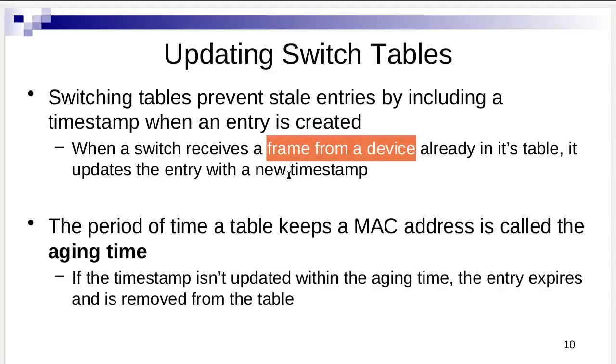If you have a machine that's not transmitting anything at all, if it's disconnected, then that entry will ultimately age out. We say that the entry has expired, and the switch will remove that entry from the table. So that's how it keeps track of things like people unplugging a machine from a port and plugging it in somewhere else. It's always learning.